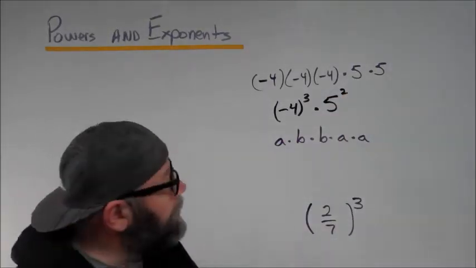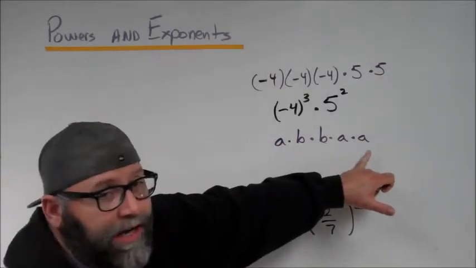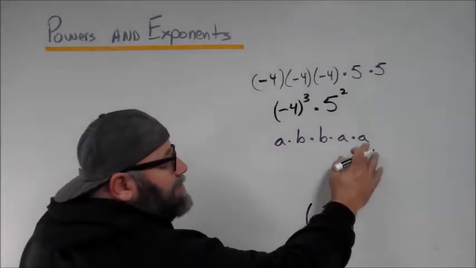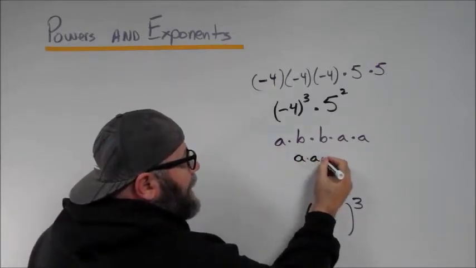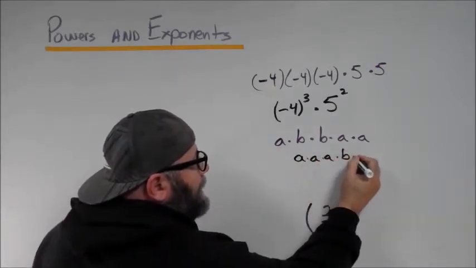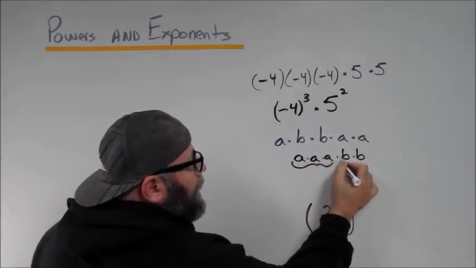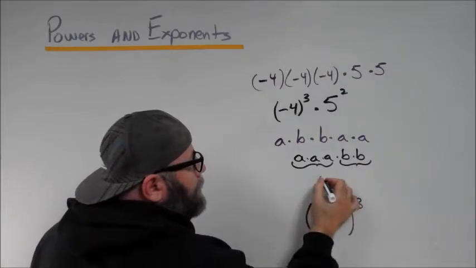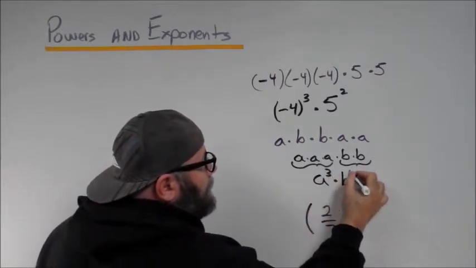Here I've got a times b times b times a times a. I can rewrite this, so I just get my terms together to say a times a times a times b times b. I have 3 terms here, I have 2 terms here. That gives me a to the third times b squared.